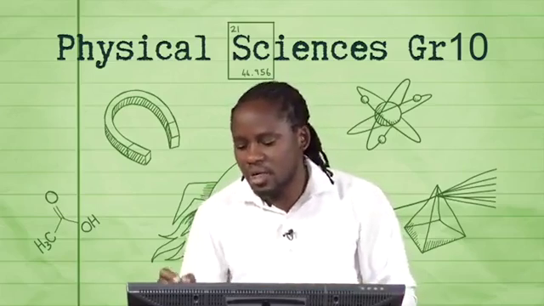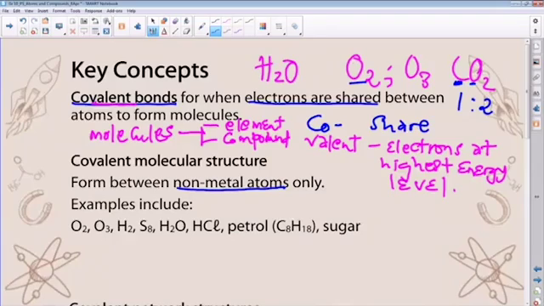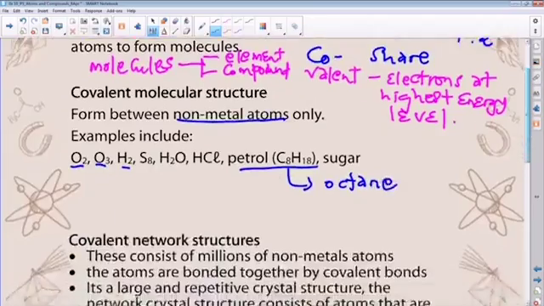If you check, carbon and oxygen are non-metals. Hydrogen is, yes, in group 1, but hydrogen is an exception. It's also a non-metal, as well as oxygen. So it can only take place between non-metals. These are the typical examples. We've mentioned oxygen, ozone, hydrogen, sulfur, water, and petrol, which is referred to as octane, a hydrocarbon, which we shall discuss later in grade 12. Right. So covalent bonding, that's as far as it goes.